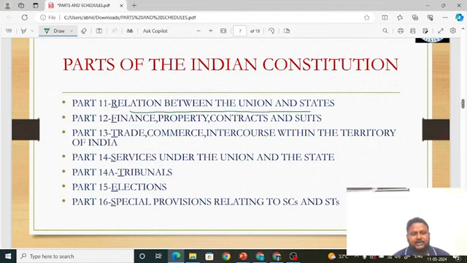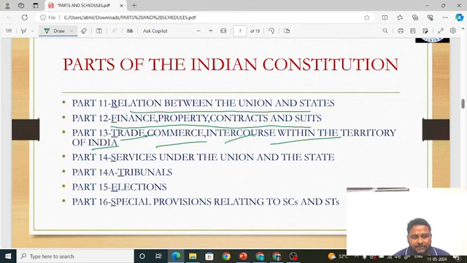Okay, next part 12, finance, property, contracts and suits. It is basically talking about how the registration of property is done, how the money is handled, how the contracts are done when it comes to various projects, various tenders. Suits also means the same. That is spoken in part 12. Next is trade, commerce, intercourse within the territory of India. What are the rules related to trade, commerce and intercourse?